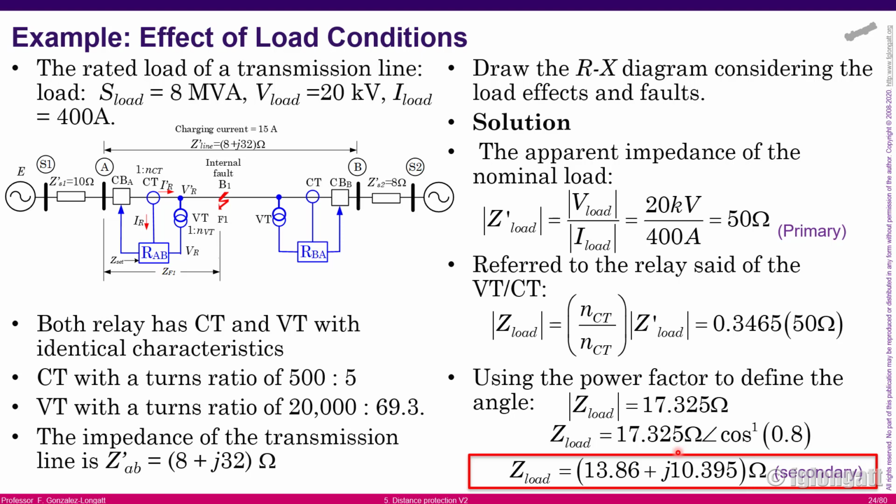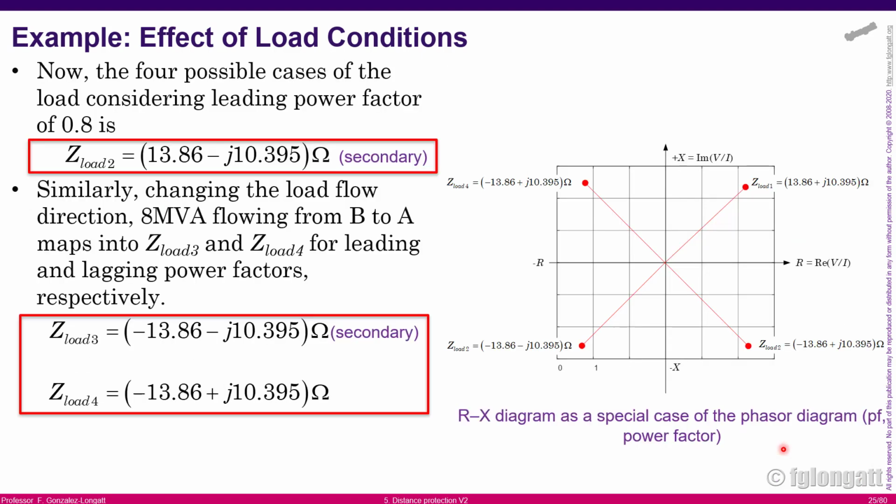10.39. What I'm trying to say is this is the case of assuming that we are using a lagging power factor, a lagging power factor of 0.8. What is my job now? Well, my job now is, what happens if the power factor of this load is not lagging? Instead of lagging, this is a leading power factor. If this is a leading power factor, the consequence is that the reactive component will change the polarity.